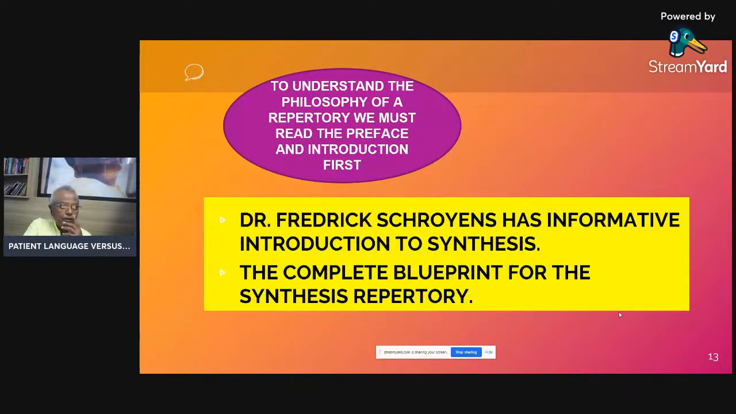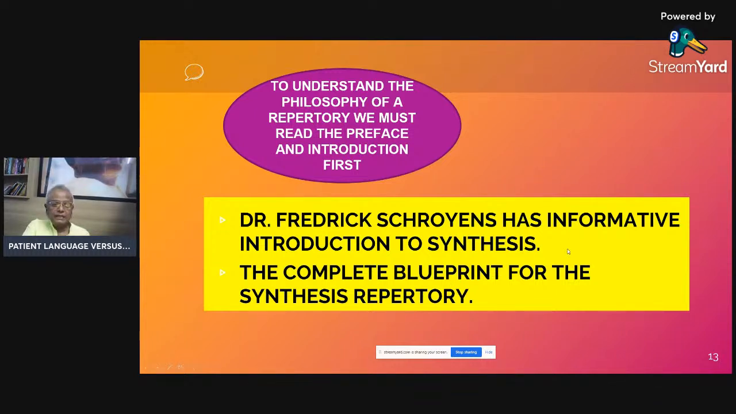Now, to understand the philosophy of the repertory, before going into the main chapter, try to read the preface and introductions first. This is my suggestion to you: try to read the preface and introductions of each repertory. This is going to give you a very basic background of what is there and how these symptoms have been added or included in that repertory.